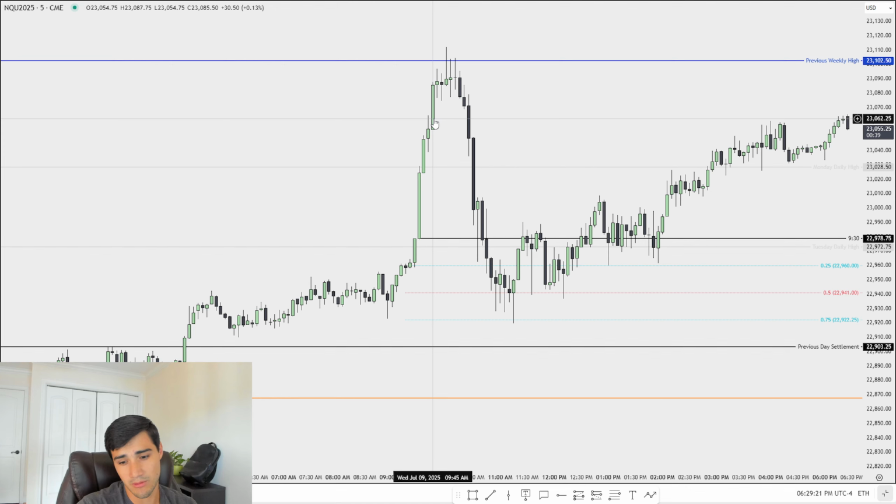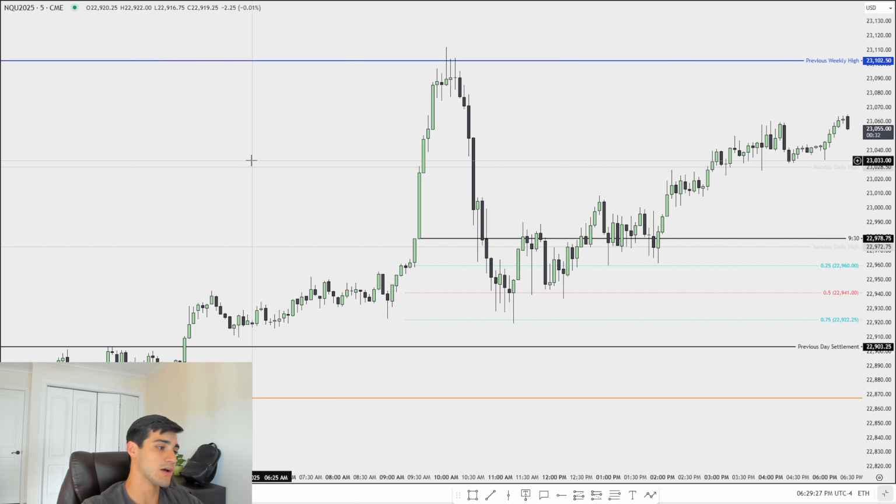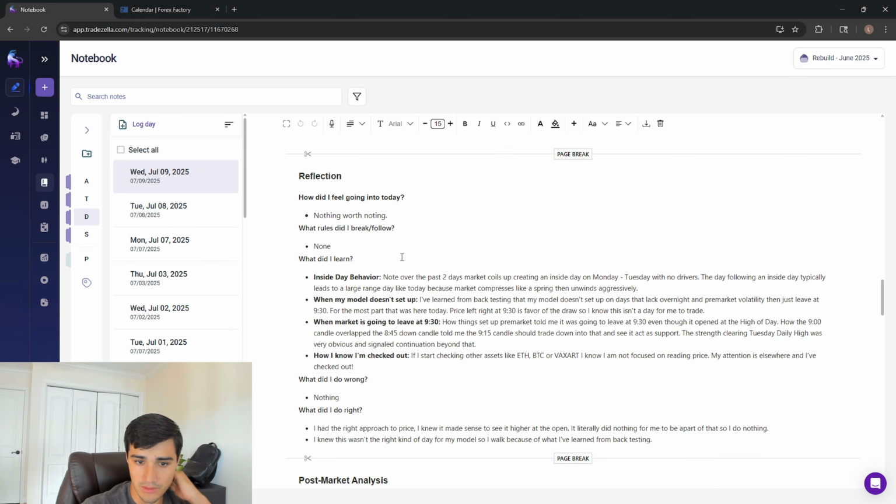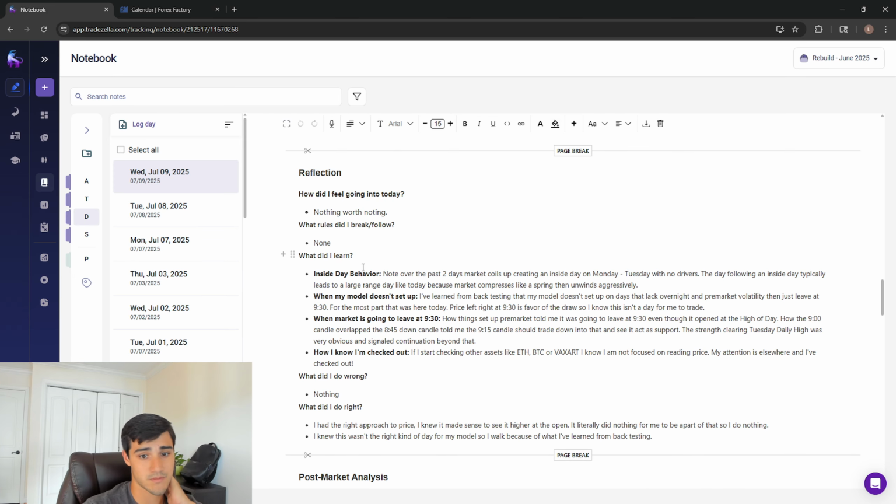So I was basically doing that right around here, around 9:45, and I missed this, but this still shows my setup, okay? So that's basically a breakdown from today's session in simple terms. There's not really much to cover. Let's go back to the daily notebook and check out the lessons that I learned today, right? So what did I learn?